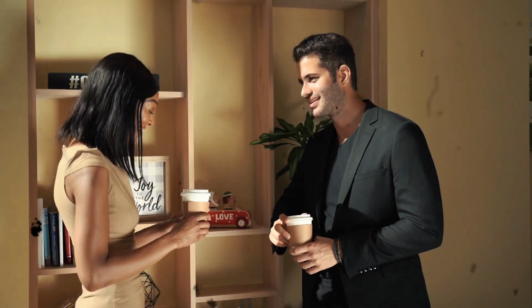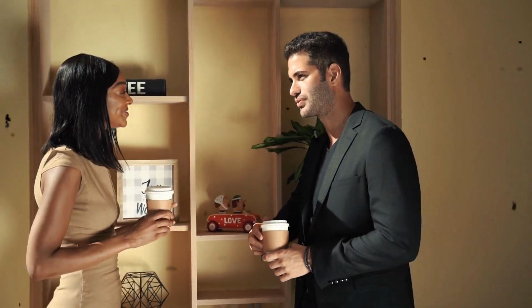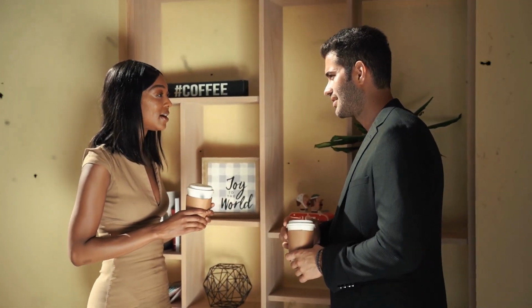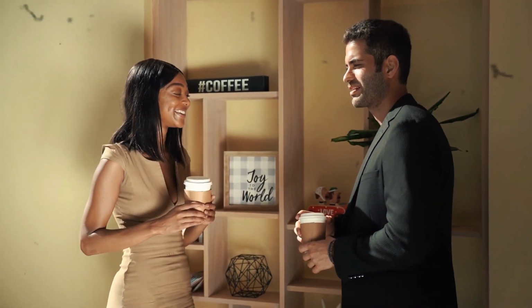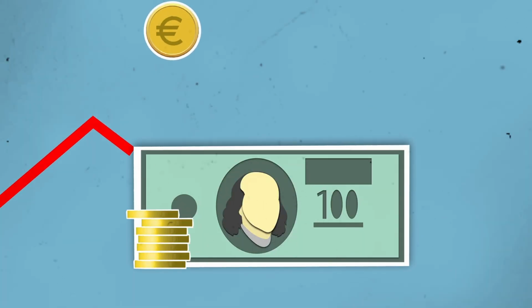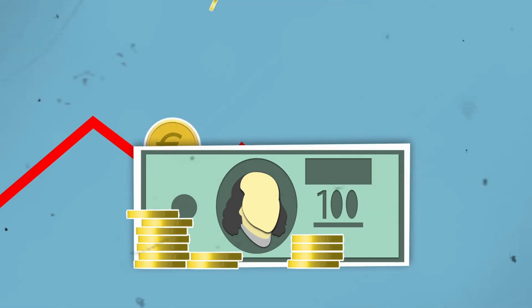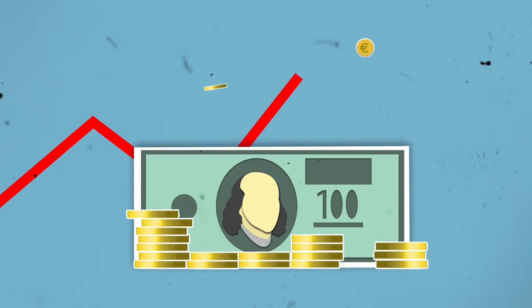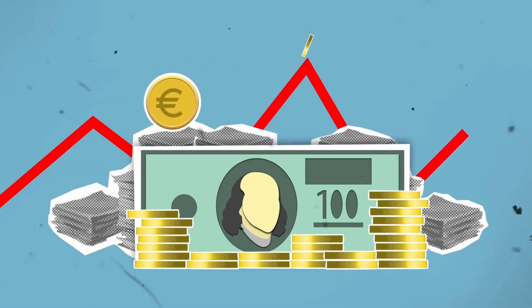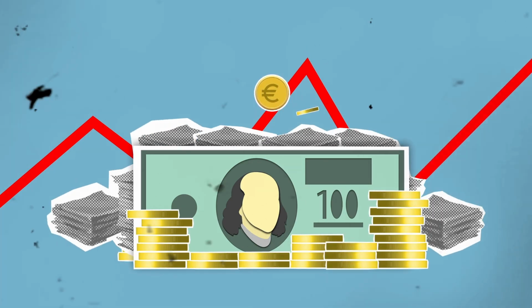Why does the exact same coffee cost $2 in one cafe and $6 in another? Same beans, same water, same caffeine. And here's the weird part. People still buy the $6 one. Not because they're rich, not because they don't care, but because something deeper is happening. Something you interact with every single day without even noticing.